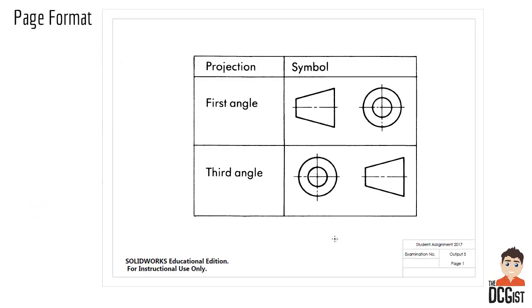So just a quick reminder then about the page format. Okay, you need to make sure that you have your border and you have your title block. Okay, with your output, your exam number and your student assignment. And then you need to make sure that you have the symbol for whichever one of the projection systems you're using. Now that'll be different depending on which one you're using, but that needs to go down beside the title block down here. You're going to have one of those symbols to show the examiner what type of projection system you're using.